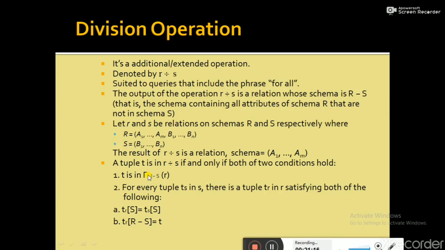As far as the tuples in the resultant relation are concerned, a tuple t is in R division S if and only if both conditions hold. First, the tuple t is in pi of R minus S of R, and for every tuple ts in S, that means ts is a tuple which belongs to S, there is a tuple tr in the R relation satisfying both of the following: tr[S] is equal to ts, and tr[R minus S] is equal to t. Let's take an example.